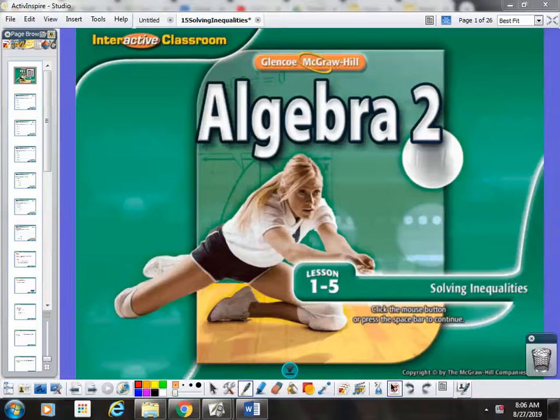This is section 1.5. We are solving inequalities. We definitely did this in Algebra 1 or Algebra B, whatever class you had. We're going to do a couple of different things. We are going to look at verbal phrases and change that into algebra. We're going to solve some inequalities, and we're also going to look at some word problems where we'll have to write an inequality and solve it to answer the question.